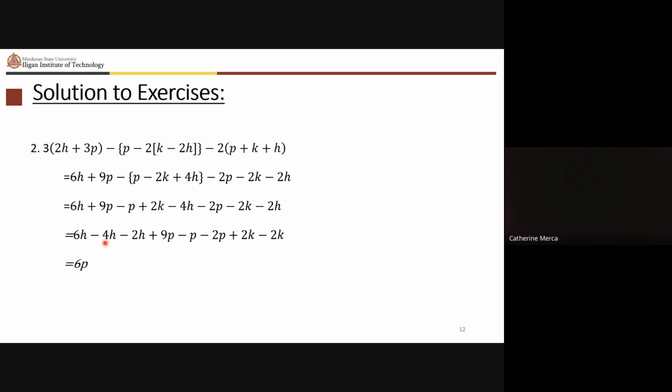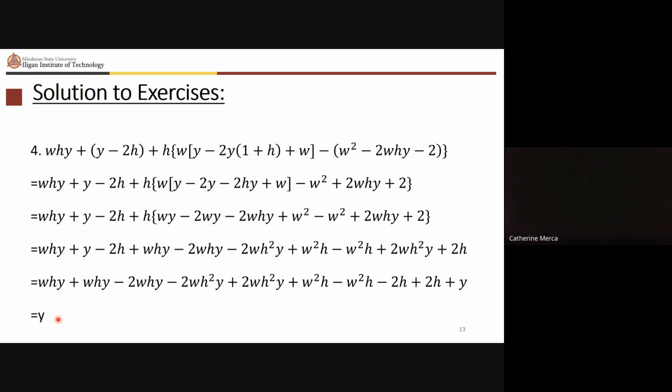So the answer for h minus 2h, that's 2h. Then minus 4h minus 2h, that's negative 6h. Then plus 6h, that's 0. 9p minus p minus 2p, 9p minus p is 8p minus 2p, so you have 6p. 2k minus 2k is 0.